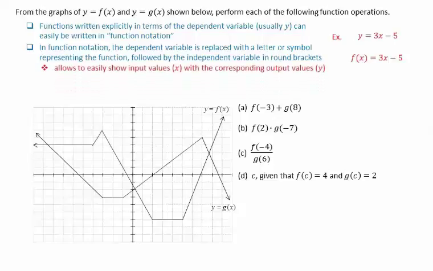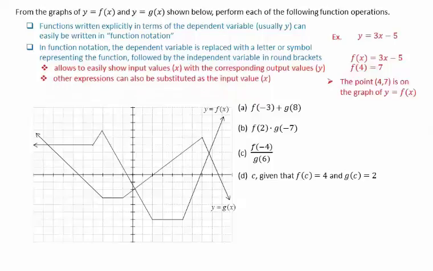Function notation allows us to easily show the input values that correspond to the output values. As an example, we could write f of 4 equals 7. This means that the point (4, 7) is on the graph of y equals f of x. Note that x equals 4, substituting that into 3x minus 5, gives a y value of 7. We can also substitute other expressions as the input value into a function.